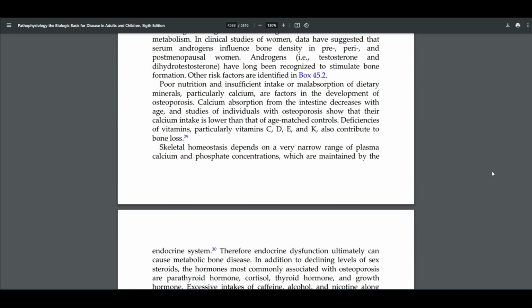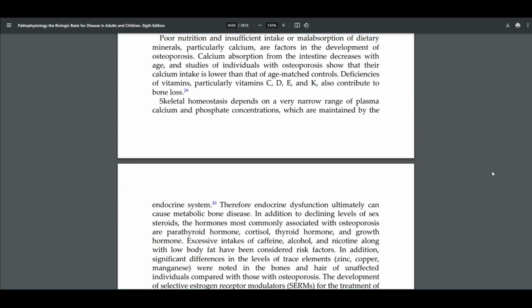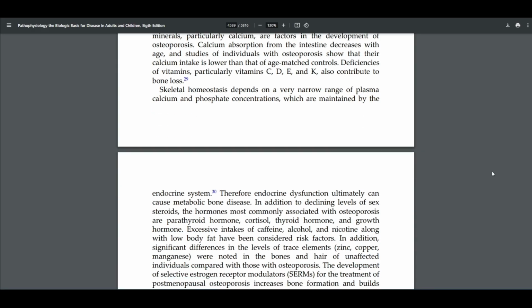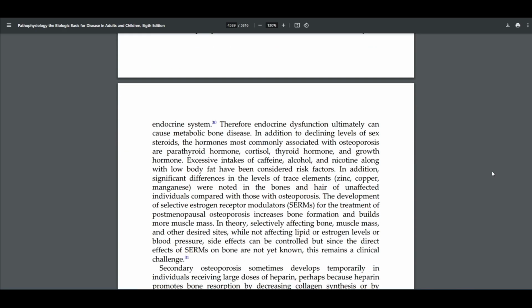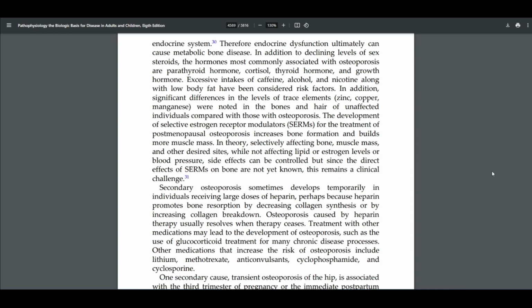Skeletal homeostasis depends on a very narrow range of plasma calcium and phosphate concentrations, which are maintained by the endocrine system. Therefore, endocrine dysfunction ultimately can cause metabolic bone disease. In addition to declining levels of sex steroids, the hormones most commonly associated with osteoporosis are parathyroid hormone, cortisol, thyroid hormone, and growth hormone.